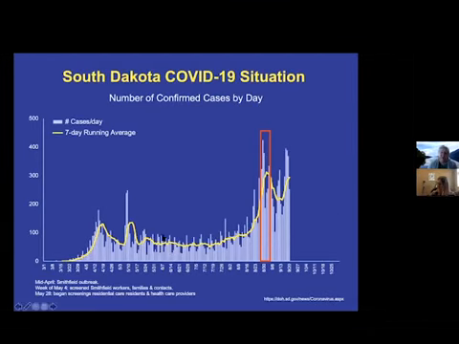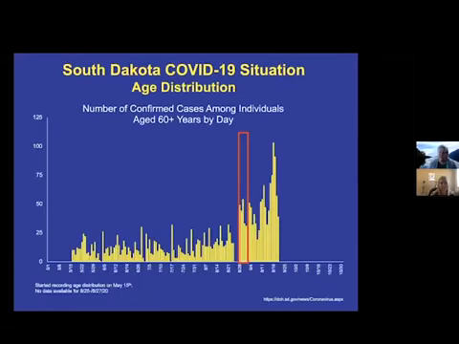Here we have the cases over time, and this red box is a period of time when we had quite a few cases increasing. And if you think about who's at risk of later hospitalization, you could say, well, it's the older people. So you could limit these cases to just those that are over 60. And that would look like this. And at the same time period, when we started seeing that increase in the South Dakota cases, you're also seeing a fairly good increase in the number of people 60 years of age or older.